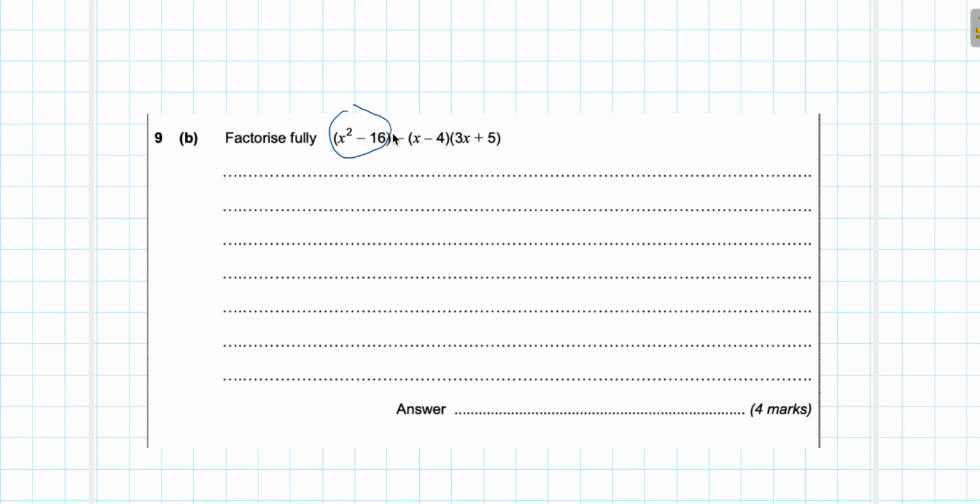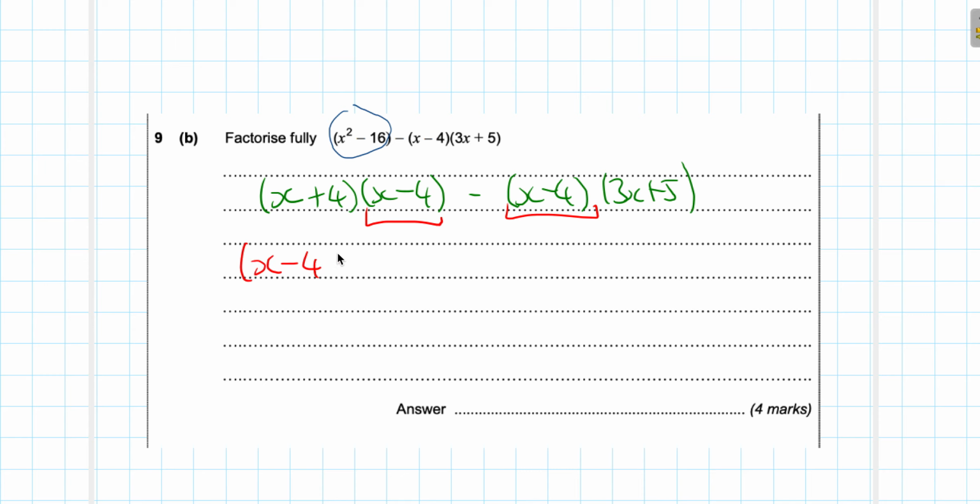So if we've got x squared minus 16, this is the difference of two squares. So essentially it's going to be x, and then the square root of 16 is 4. So it's going to be x plus 4, x minus 4, minus x minus 4, 3x plus 5. Now, it wants us to factorise fully, and we can see here that in both of our terms we've got an x minus 4. So we're going to pull that out of our equation. So it's going to become x minus 4 bracket x plus 4 minus 3x plus 5. Again, put a bracket around each of them if you want to, just so that you don't lose any of the signs.